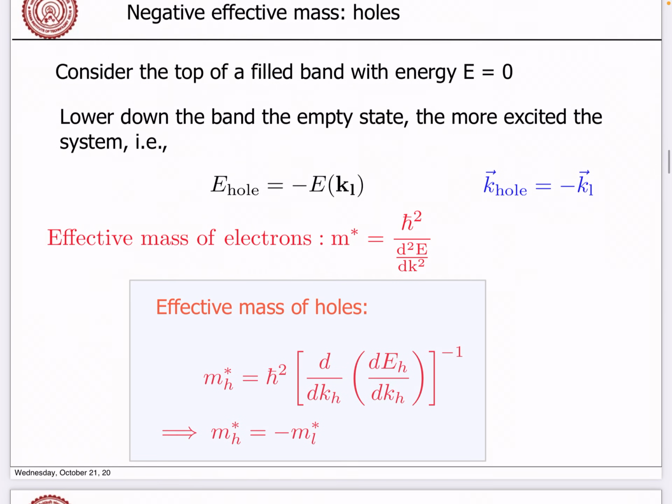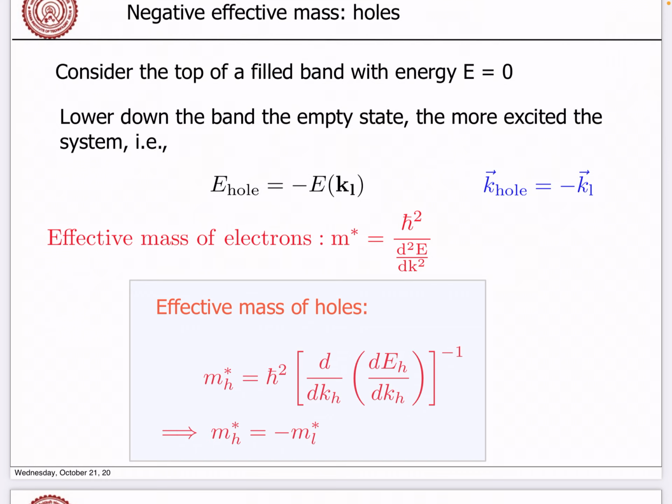So effective mass of electrons, this is the definition that we have done earlier, right? Now we find out what is the effective mass of holes, right? So effective mass of holes, mh star, equal to h bar square times the inverse of d2 Eh by dkh square, right? That is the definition. For electrons we have defined it here, and this will be just for holes. This is the same thing. I'm using suffix h for hole, so this is the same definition.